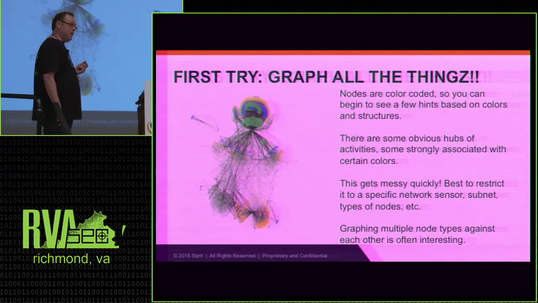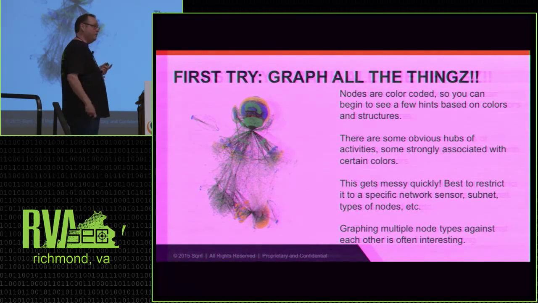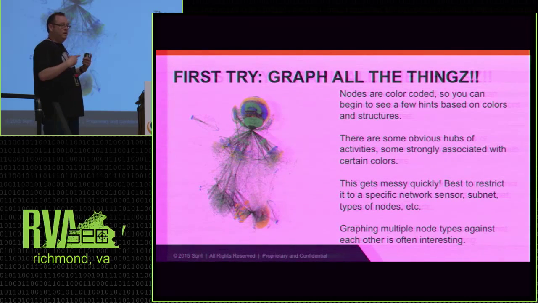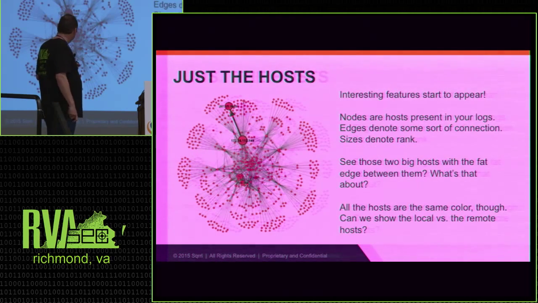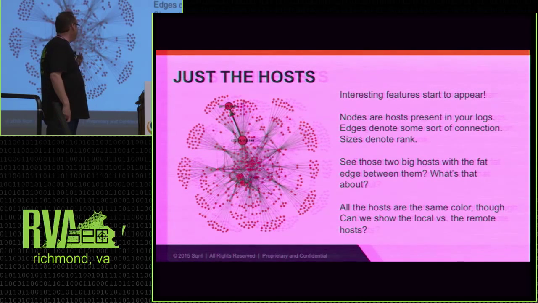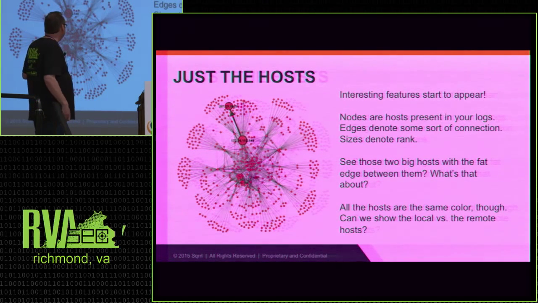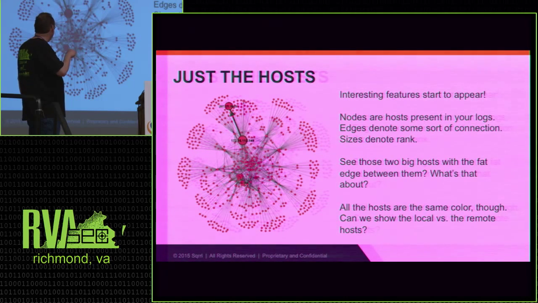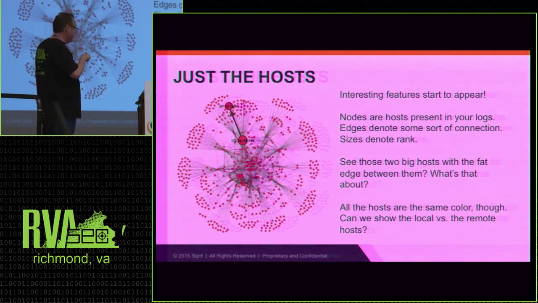So one of the things I try is to just take all the types of nodes that I have and graph 2 or 3 of them in relation to each other and see what that shows. So for example, here's just all my hosts. You can kind of see some interesting things. The thing that jumps out at me is you have these 2 giant dots and this really thick line.